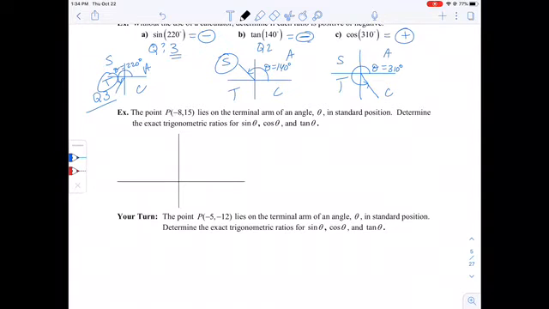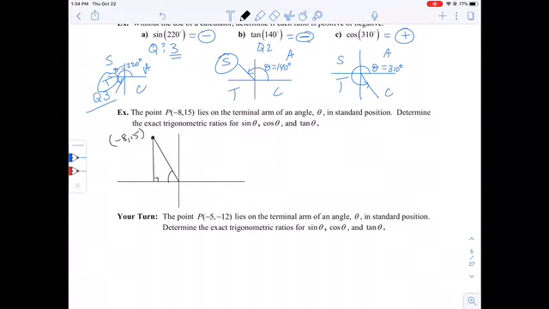So if we do a little sketch there, -8 and 15 would be somewhere around there. And of course, here would be my terminal arm from my origin to my point. I'm going to draw a perpendicular down to the x-axis, and here's my reference angle, theta ref. Okay, so determine the exact trig ratios for sine, cos, and tan.